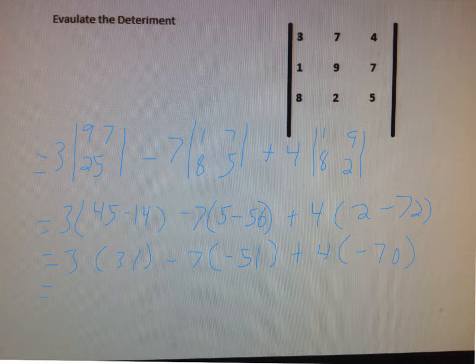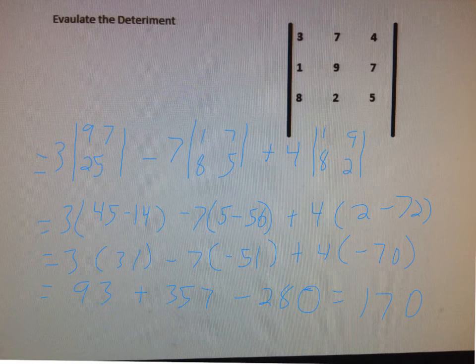So let's see, what would that be? 93 plus, see, 51 times 7 would be 357, I believe, minus 280. And let's see if I combine those numbers here. 93 plus 357 minus 280 gives me 170.